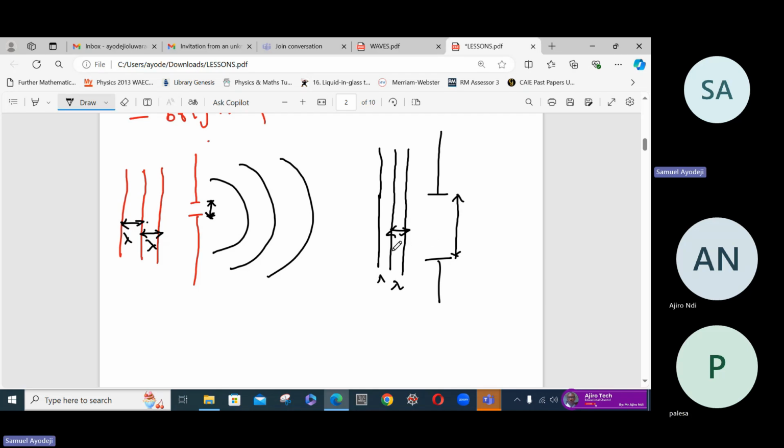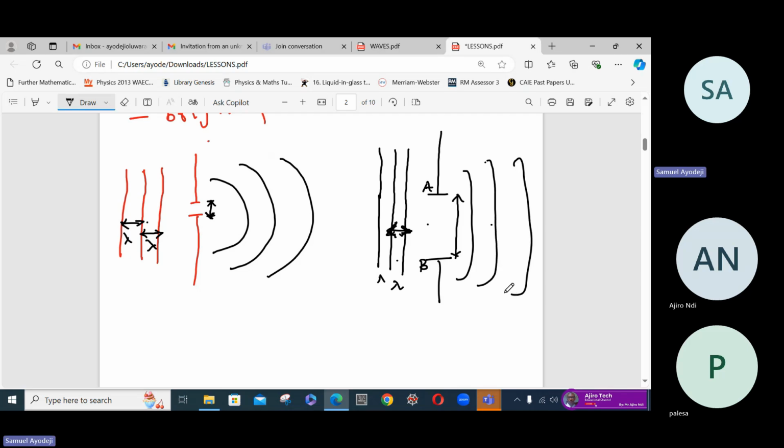Let me use an analogy. This is a very tiny, slim human being, and this is the door. Look at the width of the person. You should know that this person can pass through this door without any problem. So in this case, it only bends very little.